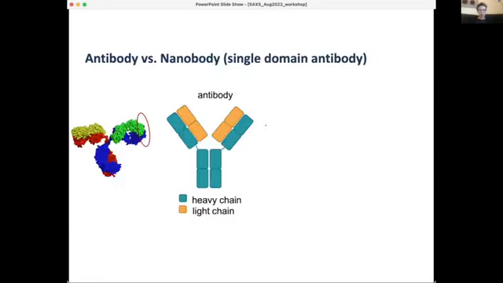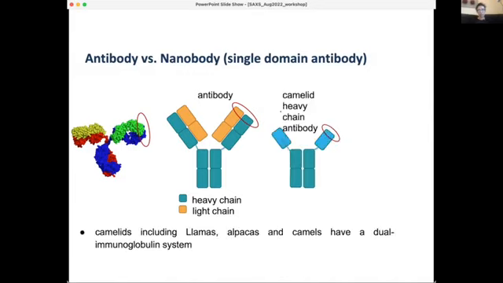And I will finish with nanobodies. Nanobodies are basically single domain antibodies. So if this is an antibody with light and heavy chain, nanobodies only have heavy chains. And if we only use this variable domain of the heavy chain, it has the same properties because this is responsible for binding. So it can be used as a binder.